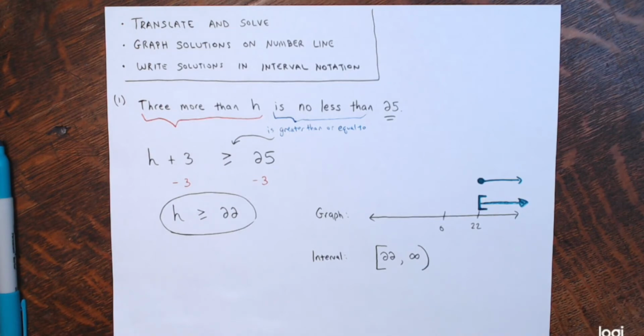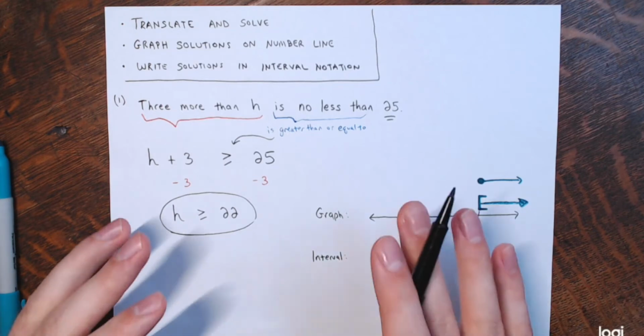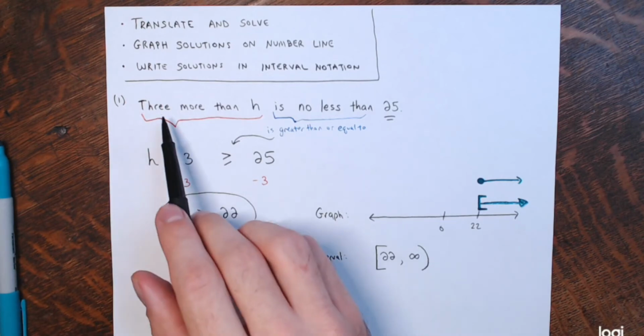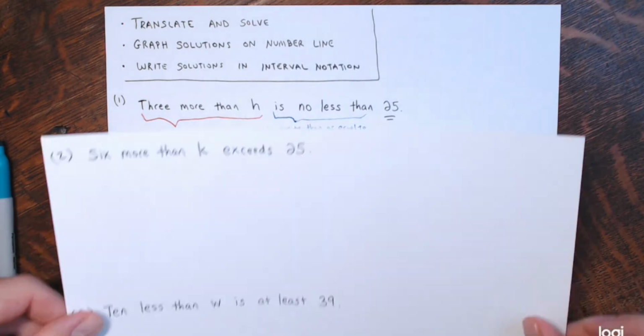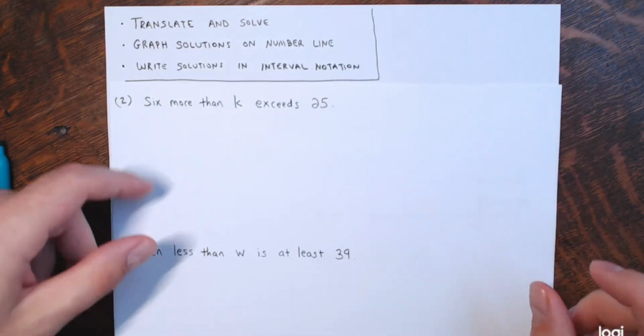All right? And like I said, I have 8 of these, some pretty simple statements, and we're going to translate them, rewrite the statement in mathematics as an inequality, solve that inequality, graph, and write interval notation. All right, second example. Same instructions. Okay.